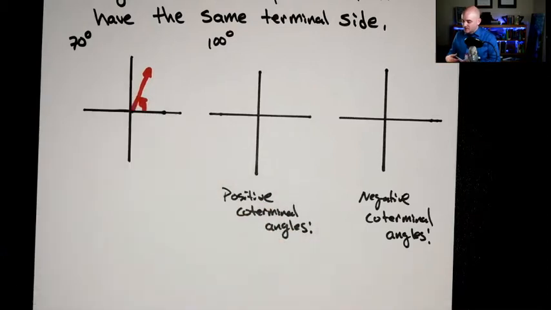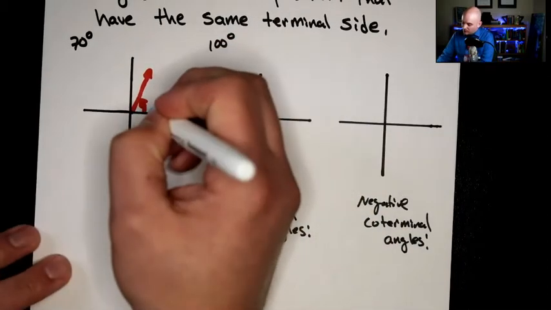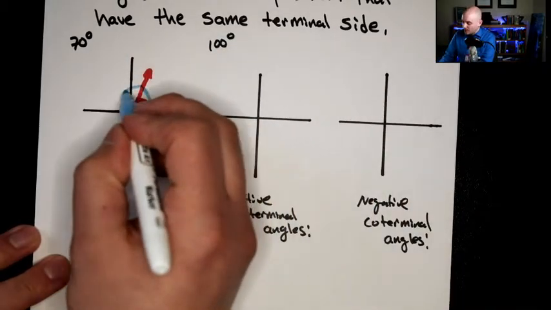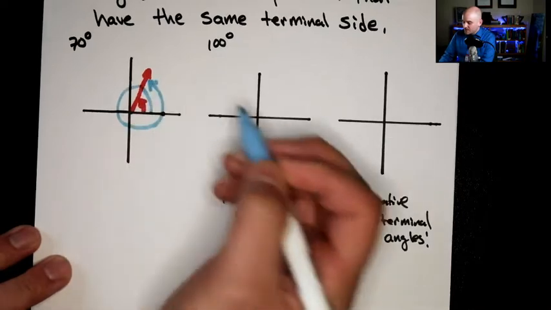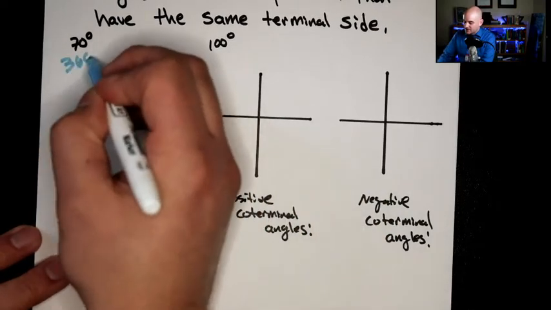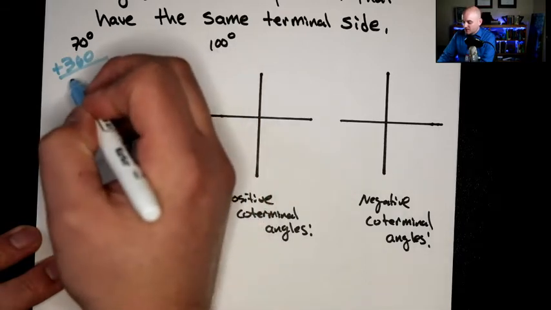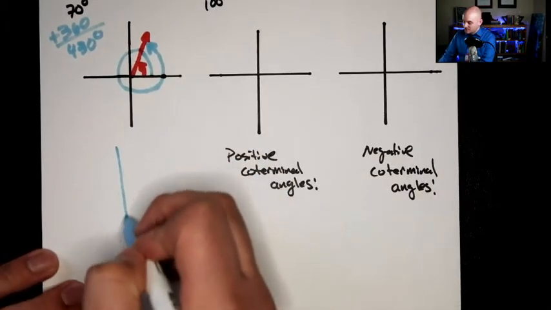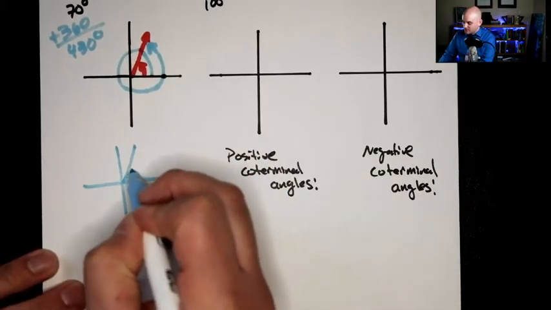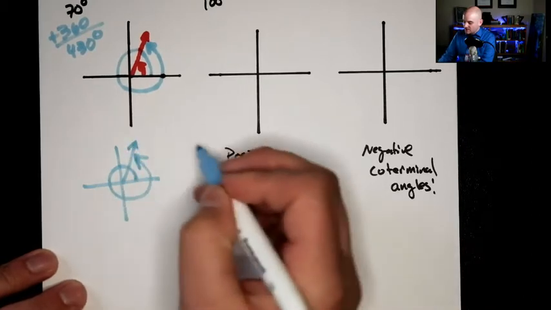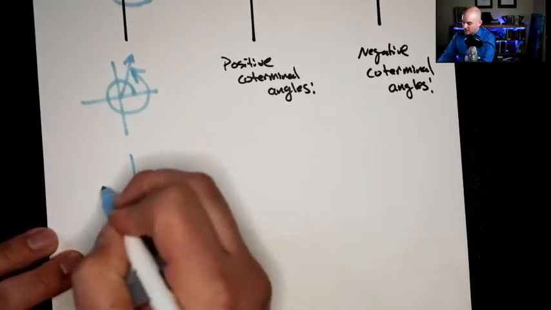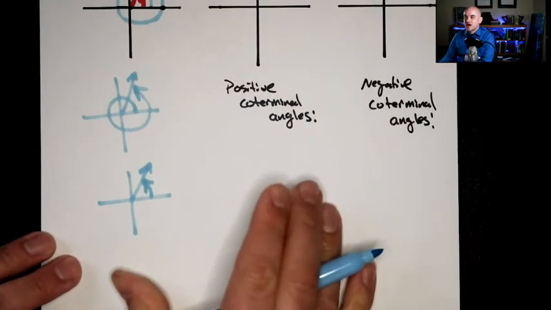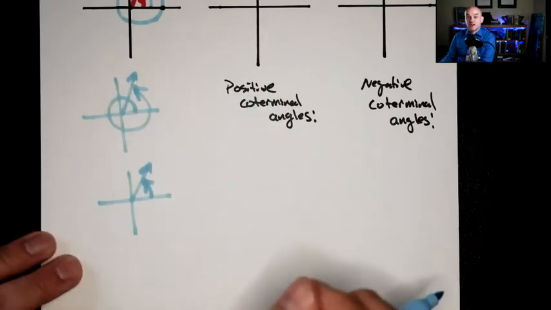So that's 70 degrees right there in red. If I took this light blue right here and said, what if we went 70 degrees and then a full circle around from the 70? So that would be like adding 360 to that 70, making it 430 degrees. So if you were to graph 430 degrees, it looks like this. And if you graph 70 degrees, it looks like this right here. Notice they have the same terminal side. The only difference is this one got spun around an extra circle.